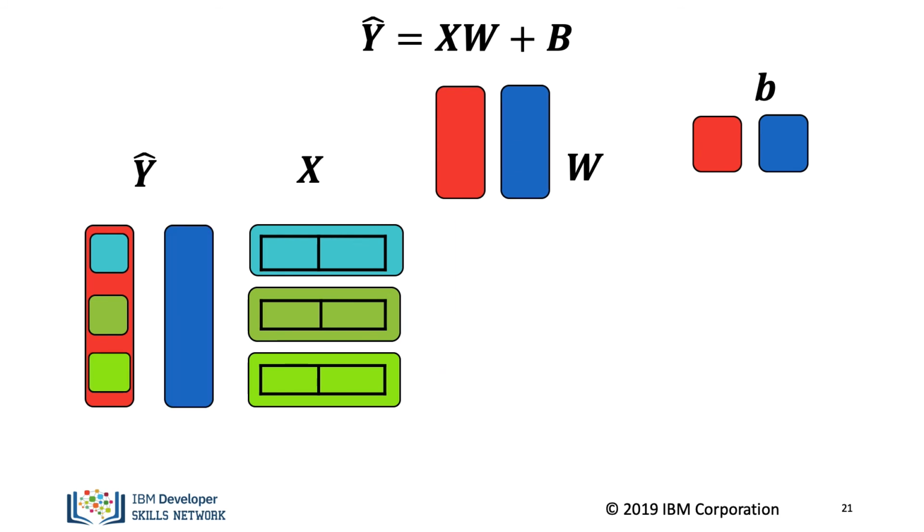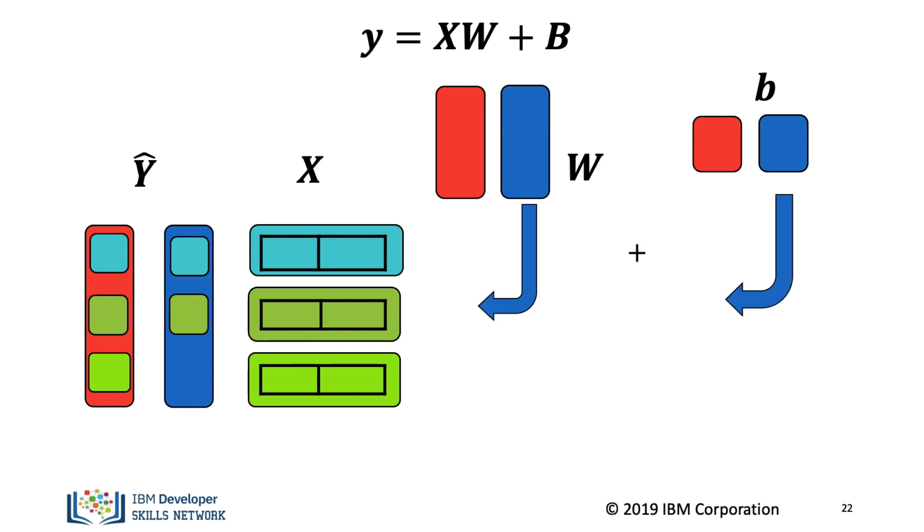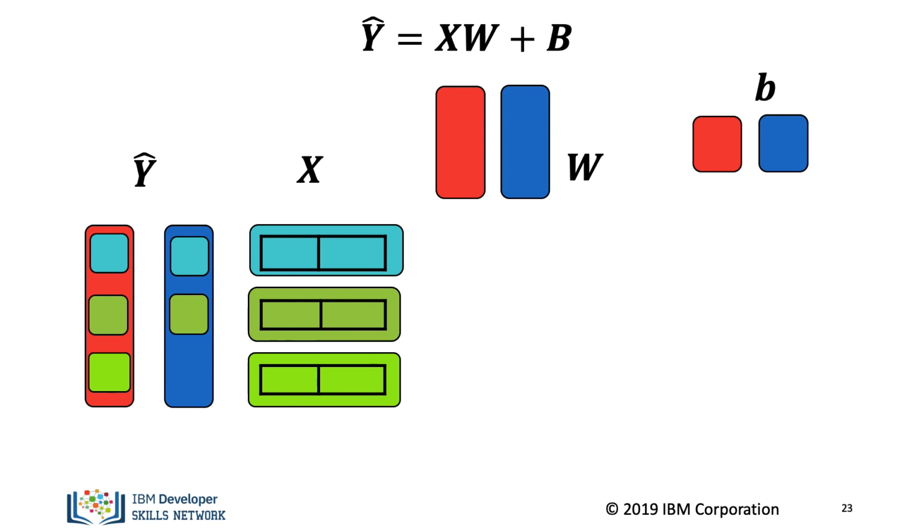The second output will be the second column of y, and each sample output will be the row. Let's look at the first sample's second output. The second output of the first sample is the dot product of the second column with the first row of x. The result is a scalar or number. We then add the bias term. The result is a second output sample in the first row, second column of y. The process is identical for the second sample, except we use the second row of x. Finally, the process is identical for the final sample.